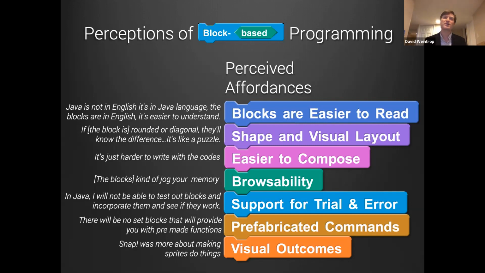They also said some interesting things about how blocks make it easier to support trial and error, the tinkerability of blocks. There was also this notion of prefabricated commands, where you can have blocks that do more at one time. And then visual outcomes, which is less about the block-based interface, but more about the environment in which it's situated. So these are things that students identified as affordances.